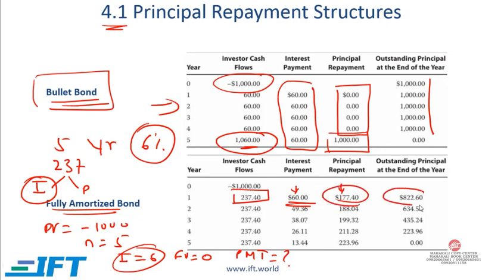The outstanding amount at the end of period 1, which is this point over here, is 1000 minus 177, which is 822.60. We keep doing this for 5 periods. Then at the end of period 5, the principal amount outstanding is 0. So notice what has happened here is we have paid off the principal, or the issuer has paid off the principal over the 5 years. This is called a fully amortized bond.